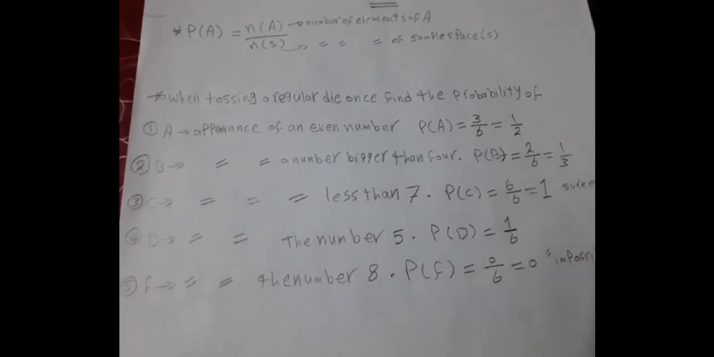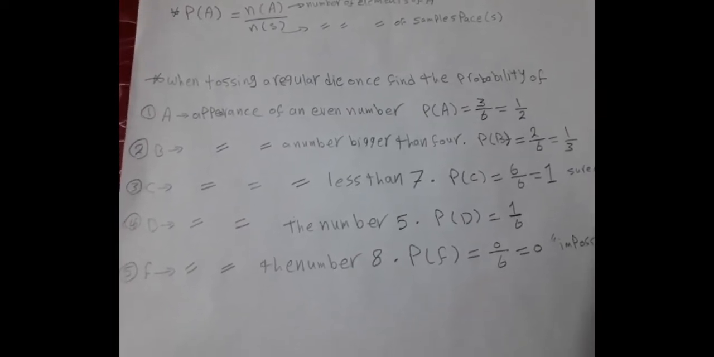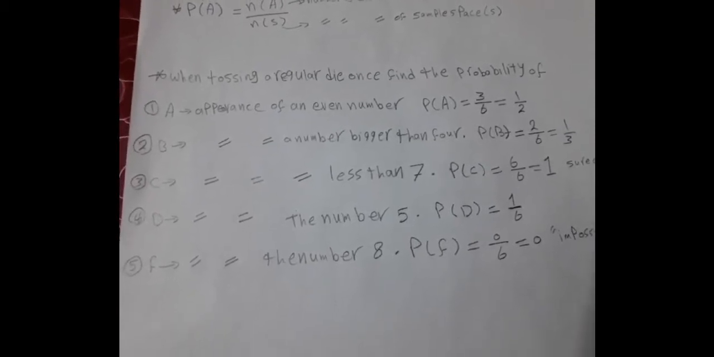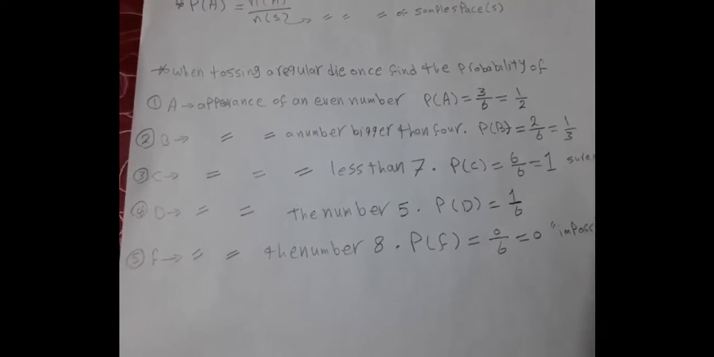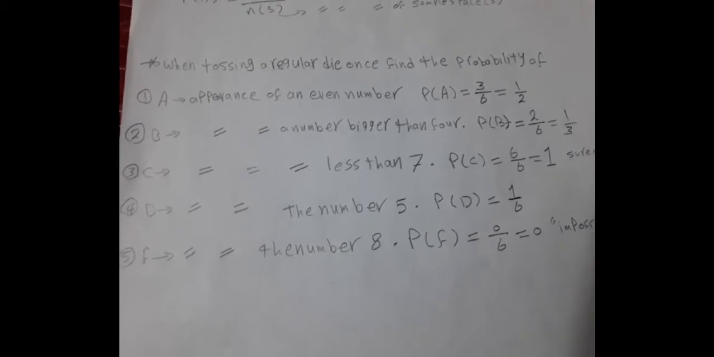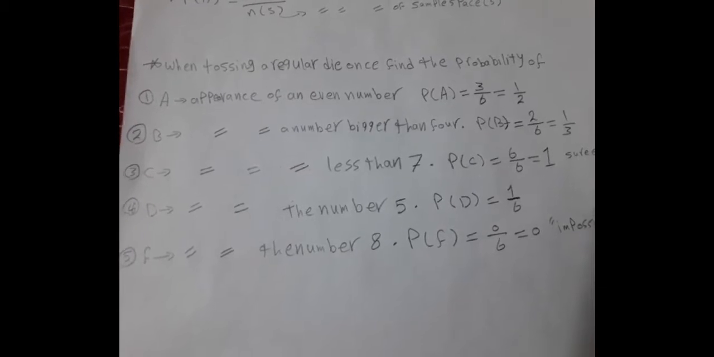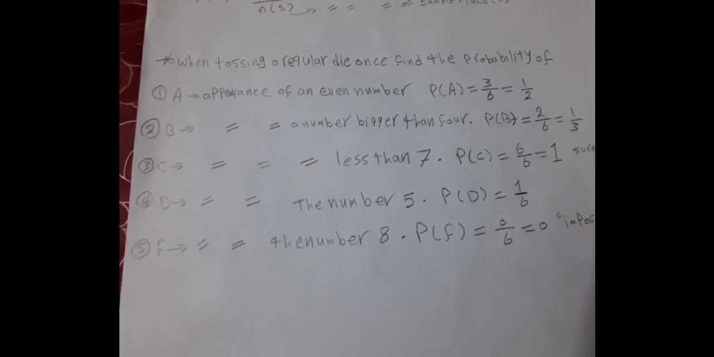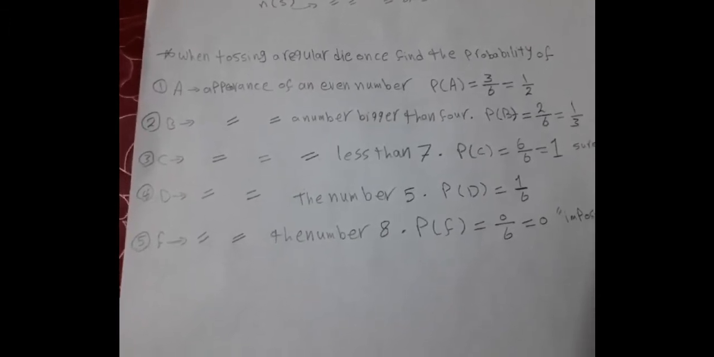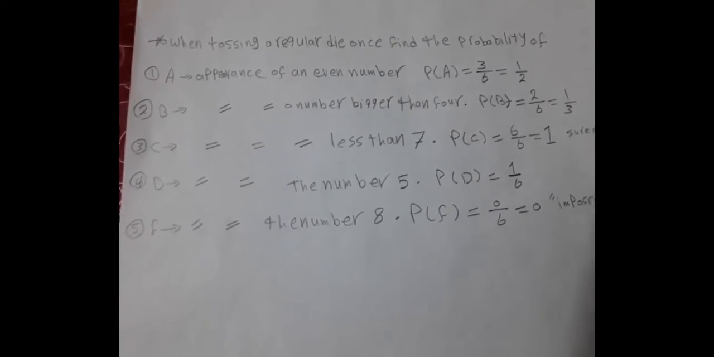Example, when tossing a regular die once, find the probability of A, appearance of an even number. What is the even number when we toss a die? 2, 4, 6. Then the probability of A equal n(A), اللي هو number of elements of A اللي هي 2, 4, 6. The number of elements equal 3. Then 3 over n(S) اللي هو ال total number بتاعي اللي هو 6. يبقى 3 over 6 equal 1 over 2.